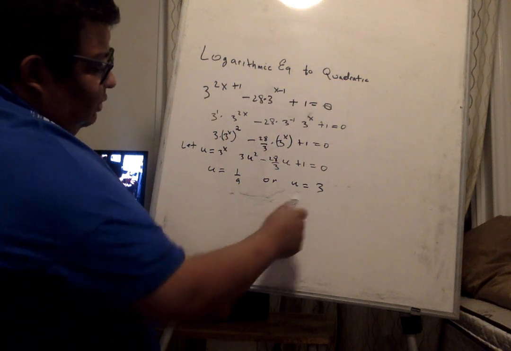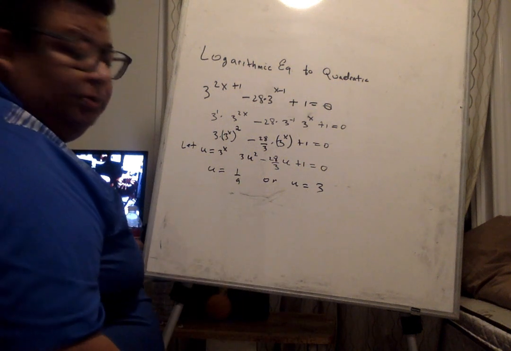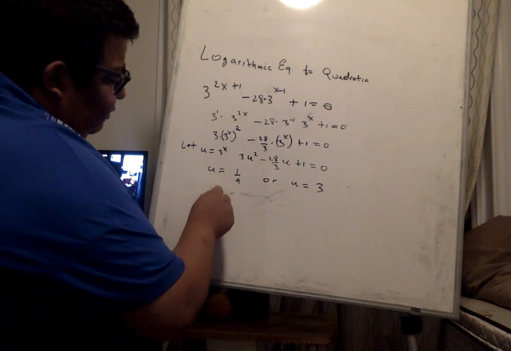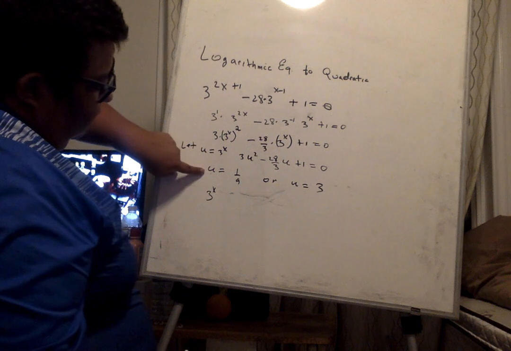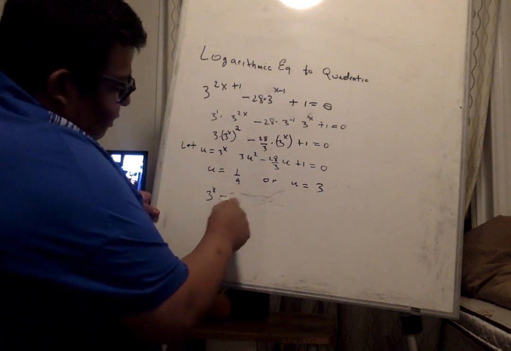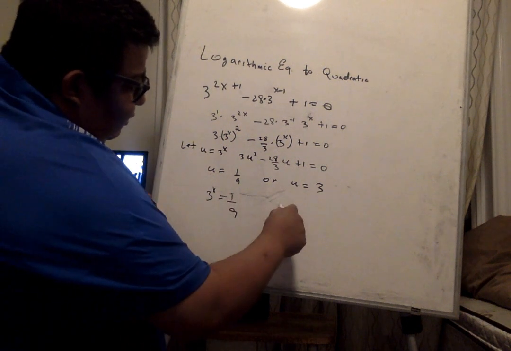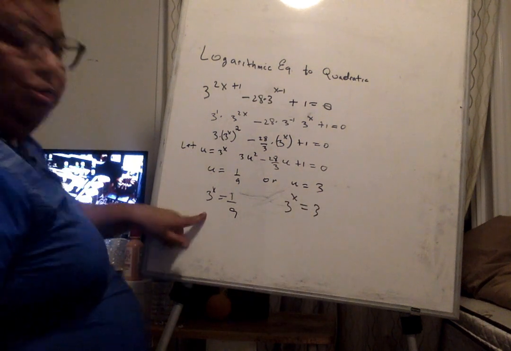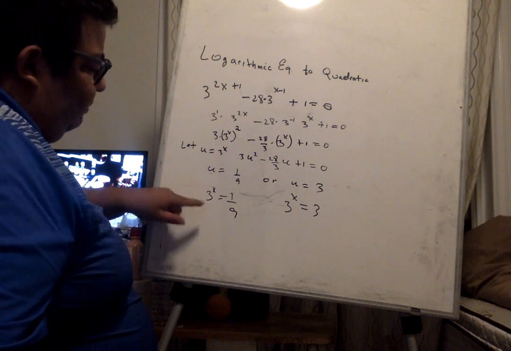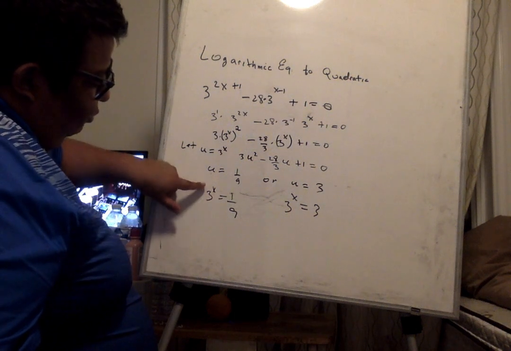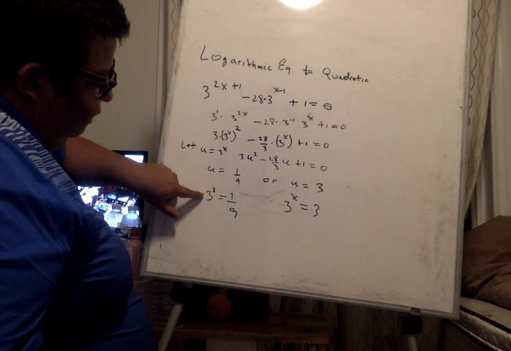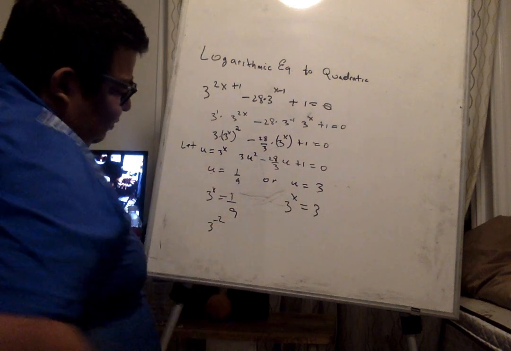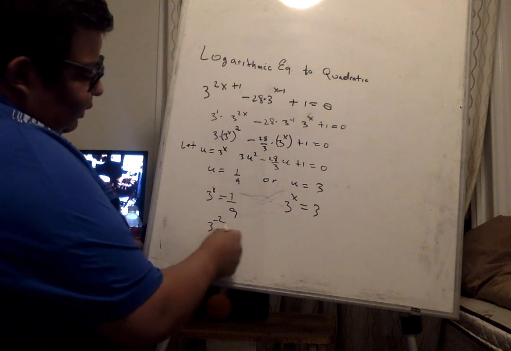So now you have the intermediate solutions. To find the solution, I go back. I turn u into 3 to the x, because look, u is equal to 3 to the x, so I can just set 3 to the x equal to 1 over 9, and 3 to the x equal to 3. You can use logs to solve this equation, but I would just think about it. What does 3 raised to what number give me 1 over 9? What about 3 to the negative 2? 3 to the negative 2 is 1 over 9.